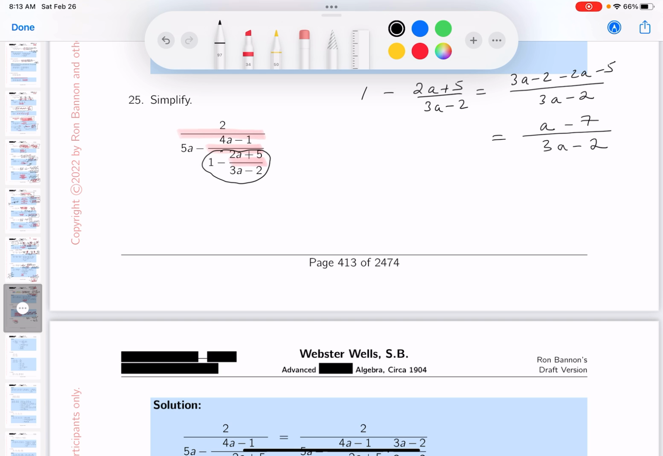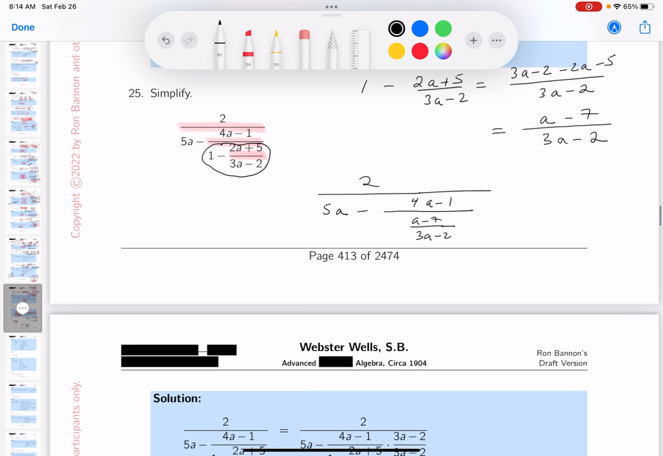All right? So what I would do is rewrite the problem now. You get 2, and then you get 5a minus, this is going to be the tough part. It's a lot of writing. We have quicker ways of doing it, but right now we're just going to go slow with it. 4a minus 1, divided by a minus 7 over 3a minus 2. All right? So the question is, what are you going to do now?